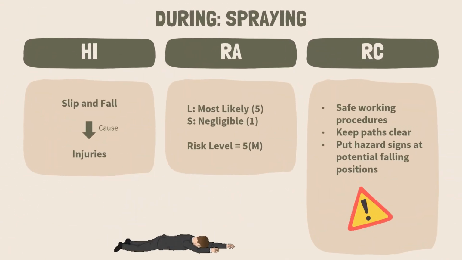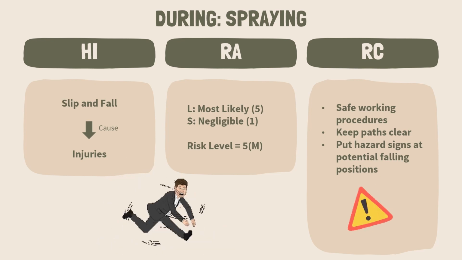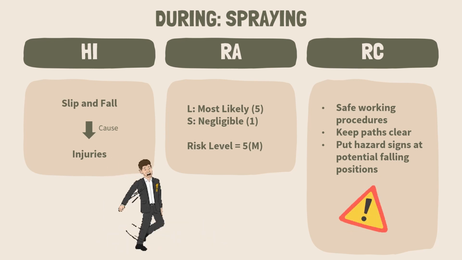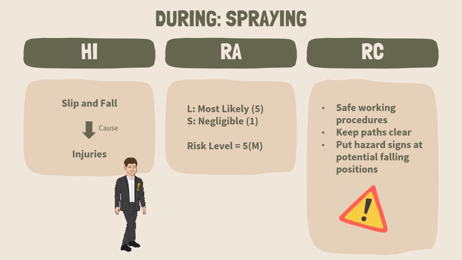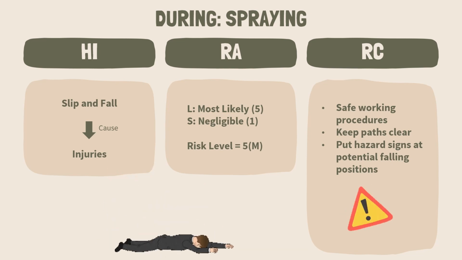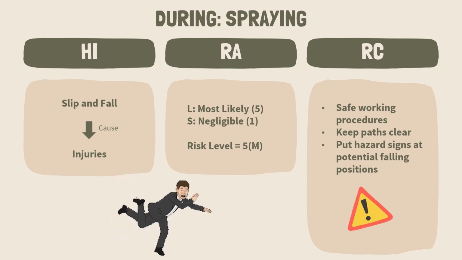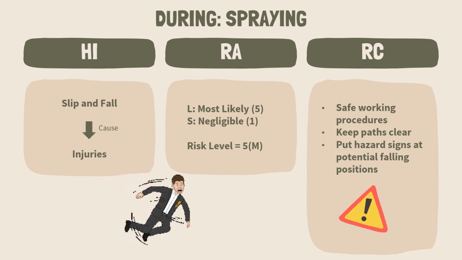The third hazard identified is slip and fall, which is most likely to happen and can cause minor injuries. The risk level will be medium. To lower the risk level, safe working procedures can be applied. Next, keep paths clear and put hazard signs at potential falling positions.